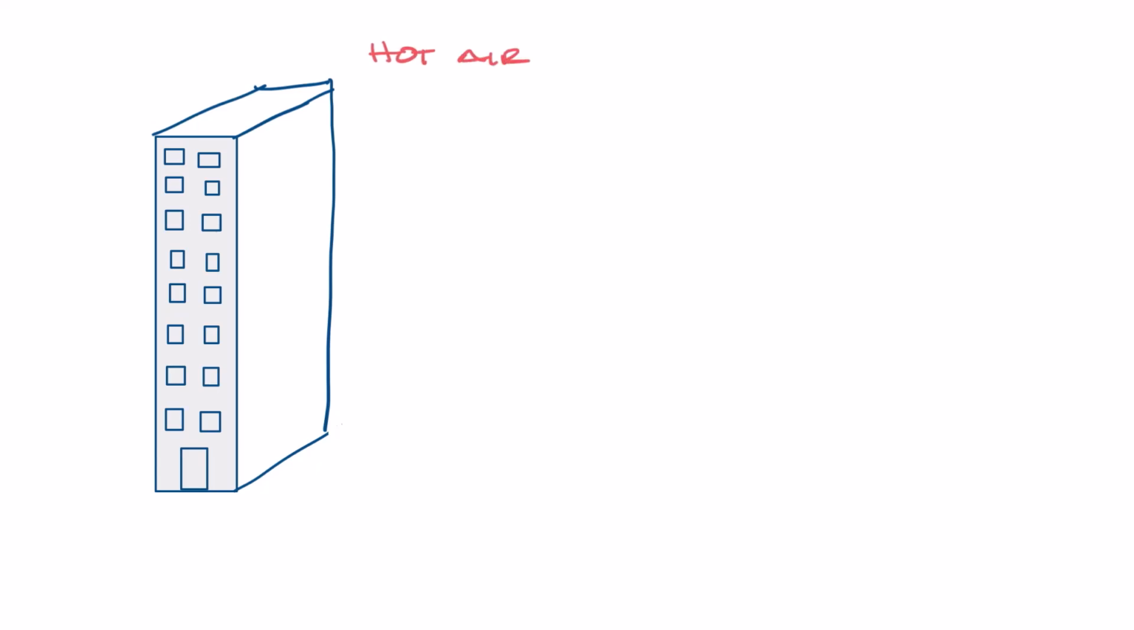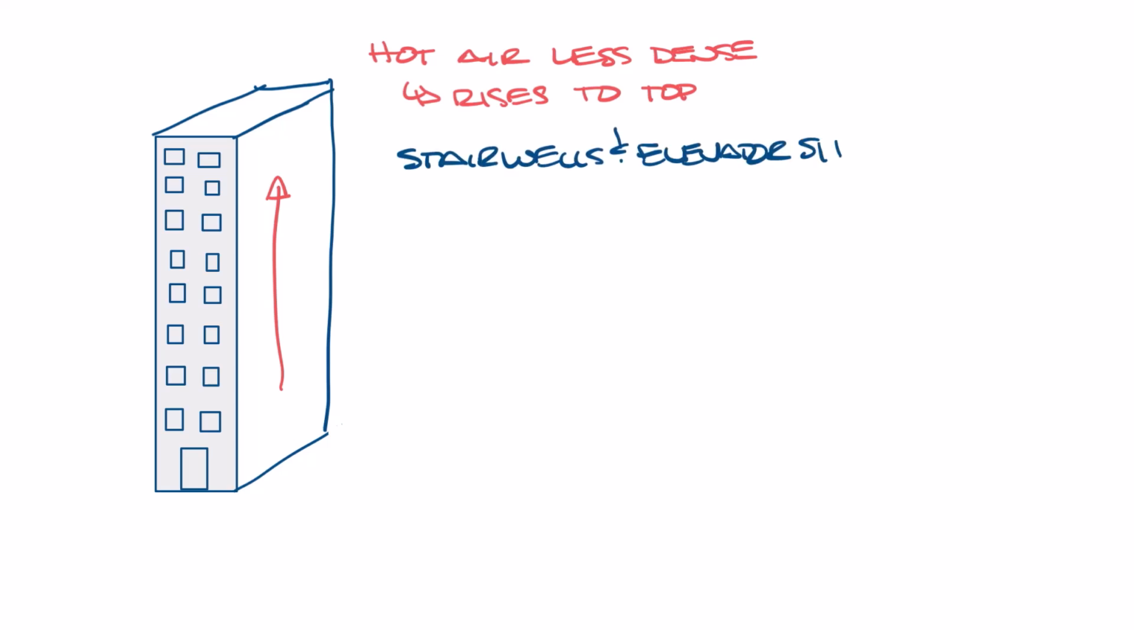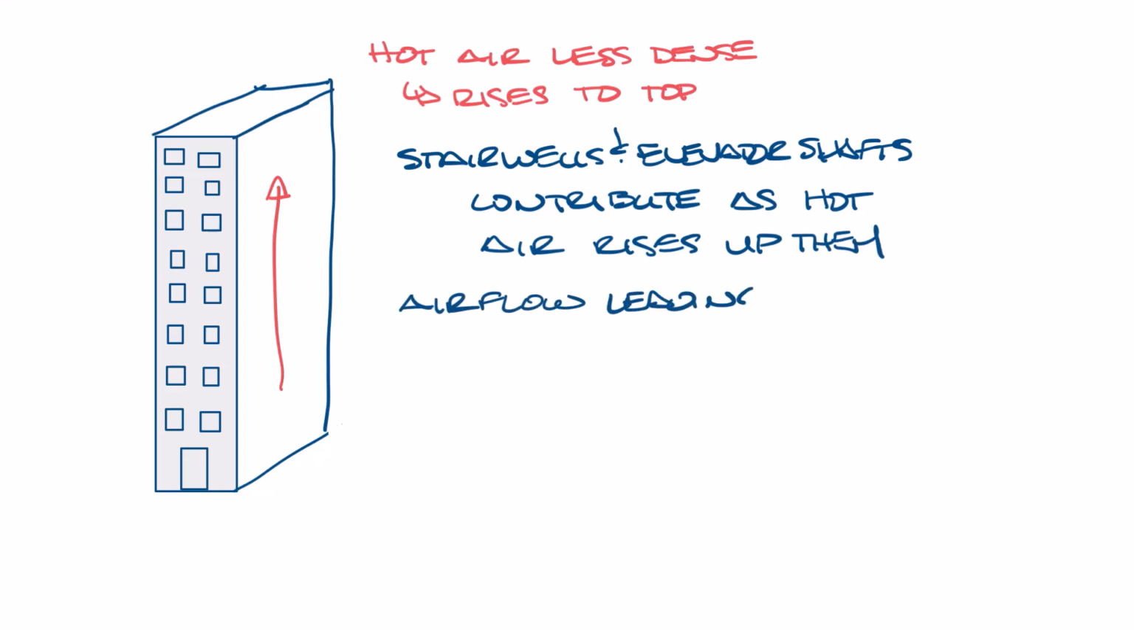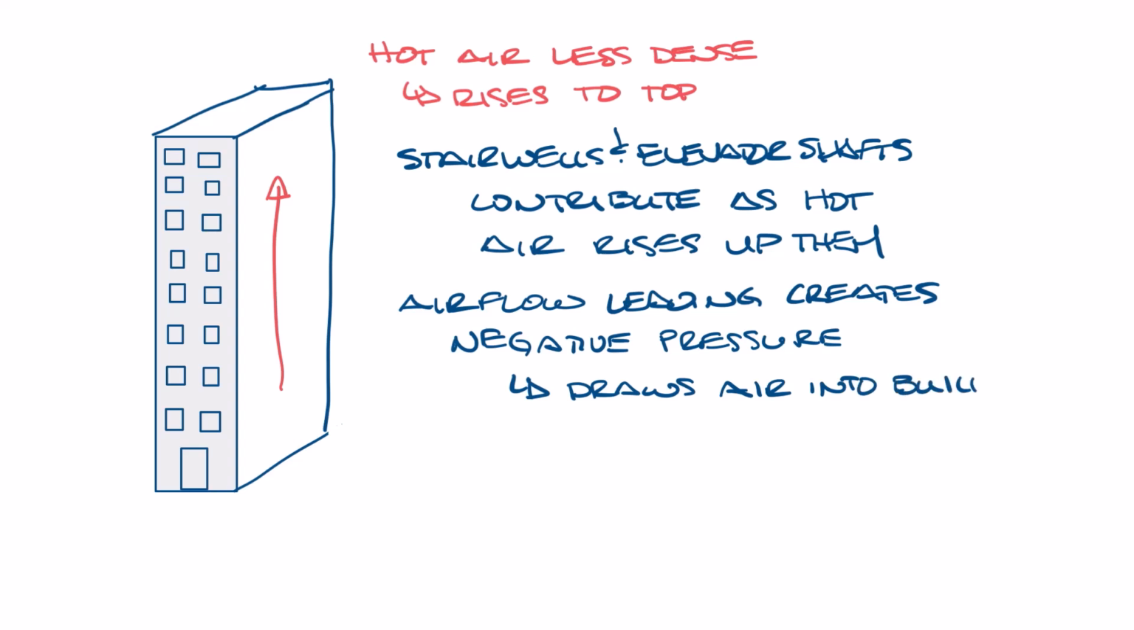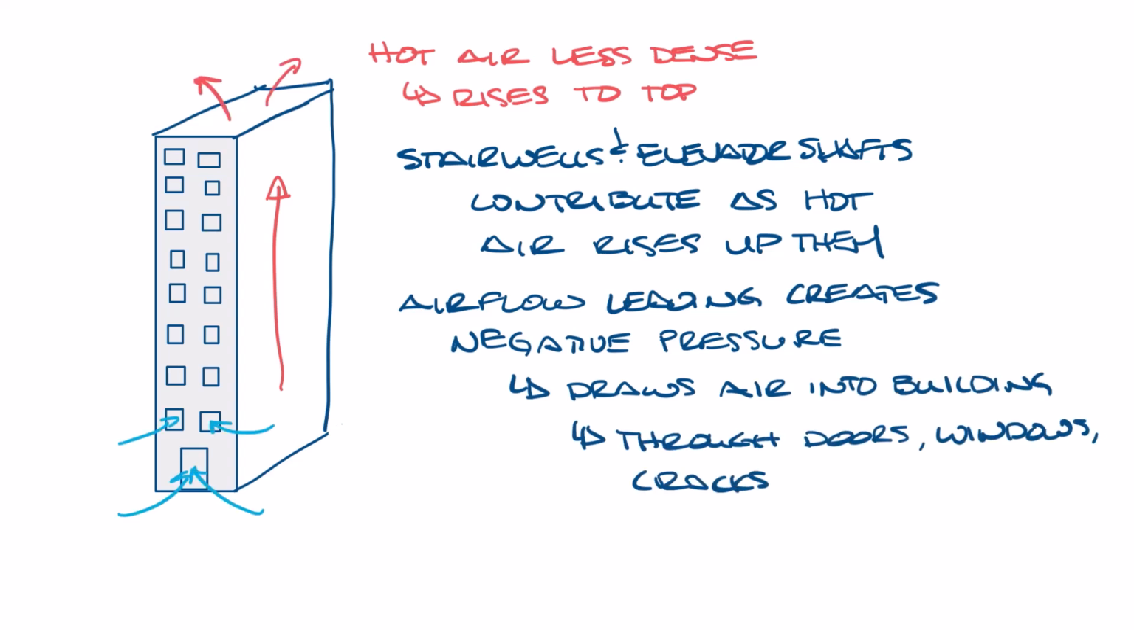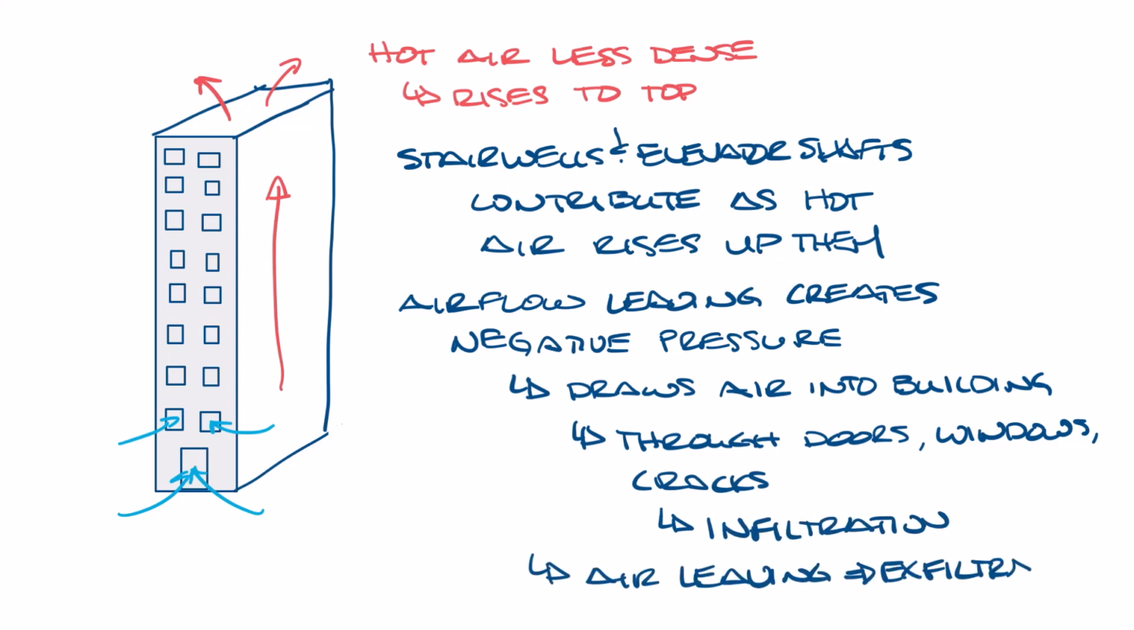Hot air is less dense than cold air, so hot air in a building will want to rise to the top of the building. Stairwells and elevator shafts contribute to the stack effect as hot air rises up them. The airflow leaving the top of the building creates a negative pressure that will draw air into the building. This air can come in through doors, windows, and other cracks in the building. This is called infiltration, and the air leaving is called exfiltration.